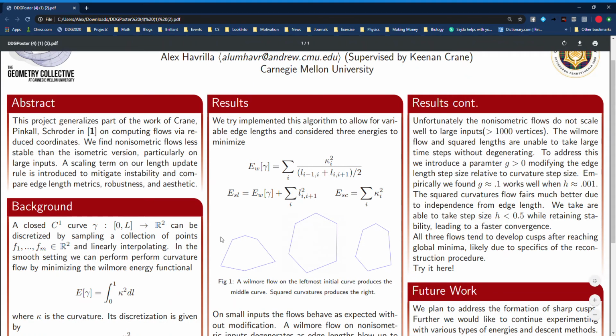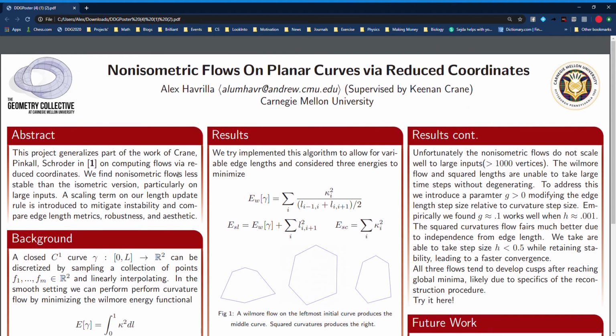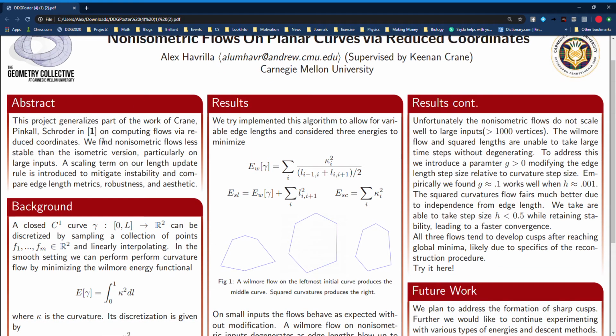Hello all. Hi, I'm Alex Abrilla, and my project focuses on implementing these non-isometric flows on planar curves via reduced coordinates. And really this generalizes part of the work, at least, of Keenan Crane and some others when they were working with curvature reducing flows in, well, really mainly for surfaces in R3, but also for curves.